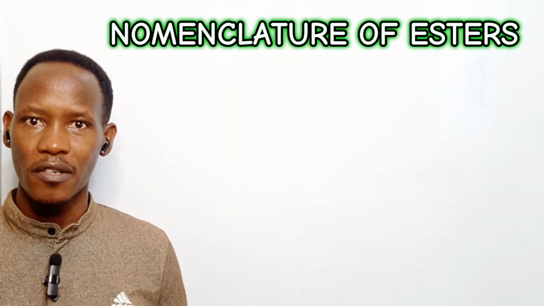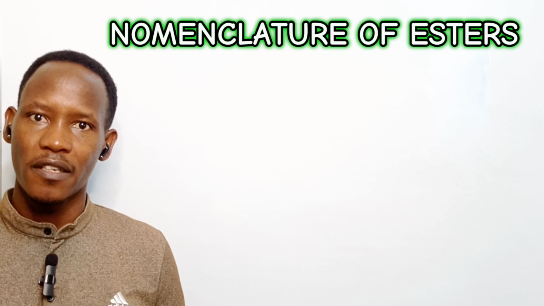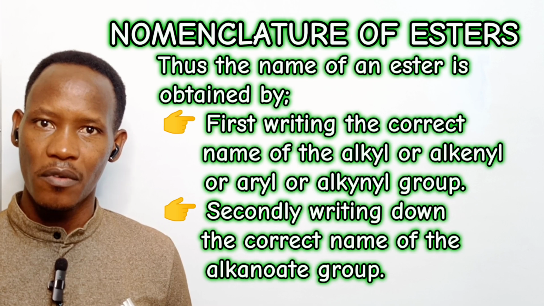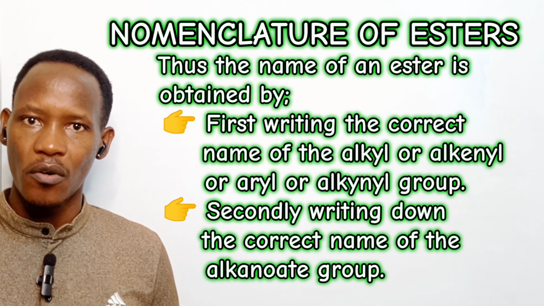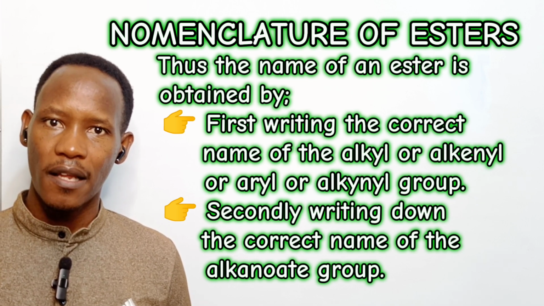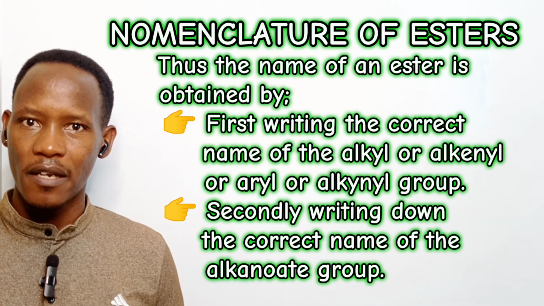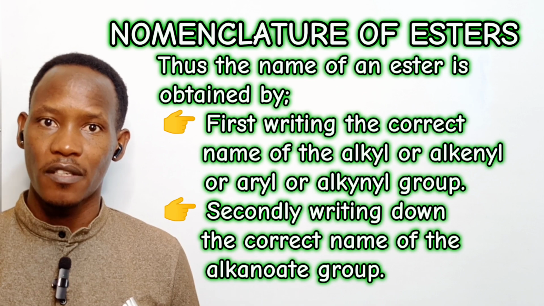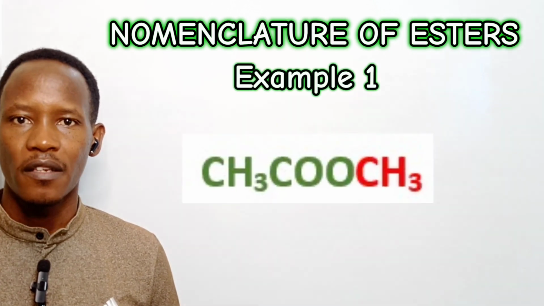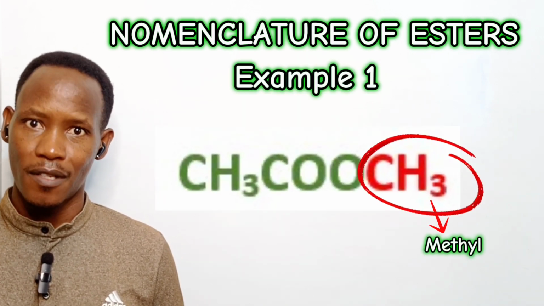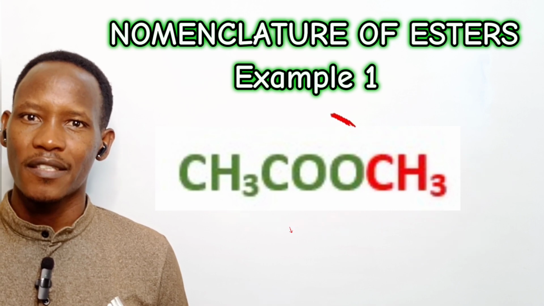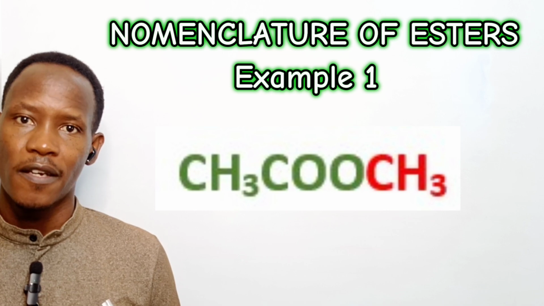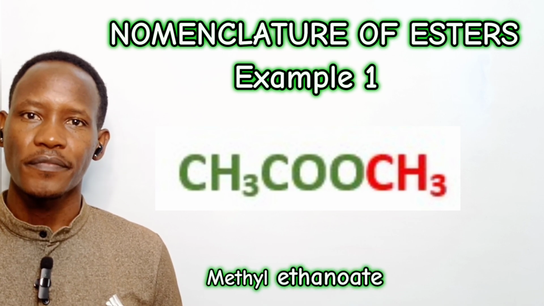Therefore, according to IUPAC, when naming an ester, we must write the name of the alkyl group or alkynyl group or aryl group, followed by the alkanoate group. In order to illustrate this rule, an example has been displayed there. The red color in the example is the alkyl group, and the green color is the alkanoate group, and therefore the name of the compound is methyl ethanoate.